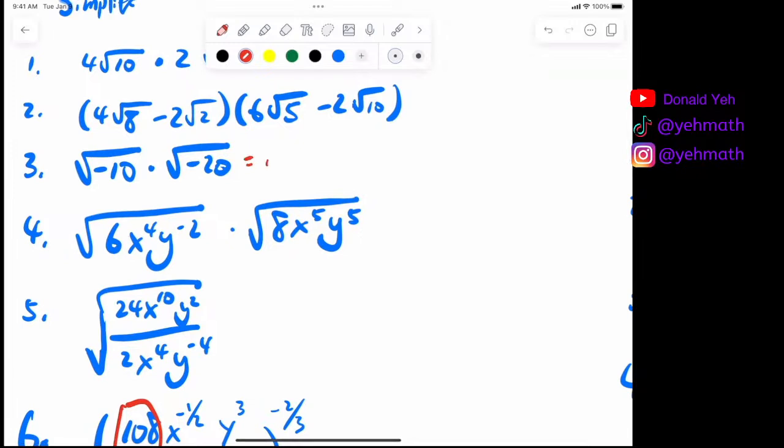So here I will do i square root 10 times i square root 20. So it'll be i squared times the square root of 200. So it's going to be negative square root of 200. And negative 1 times, this one you can take out 10, so it'll be negative 10 square root of 2.